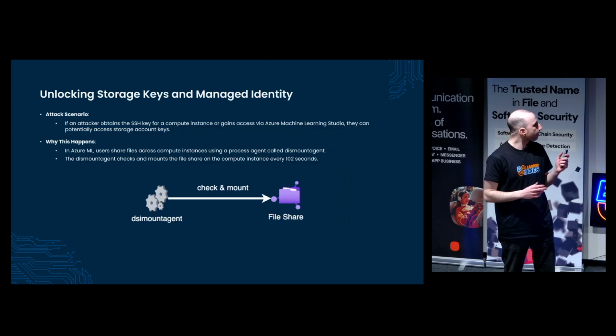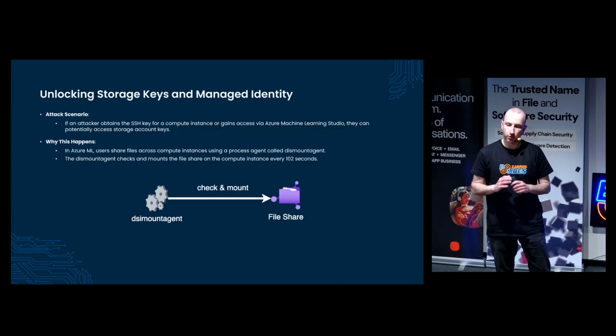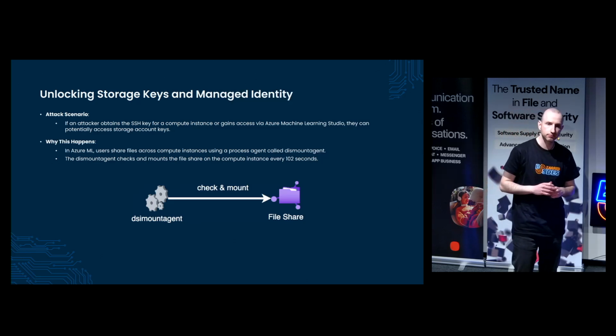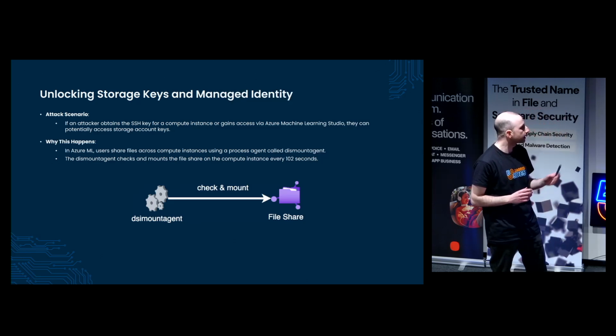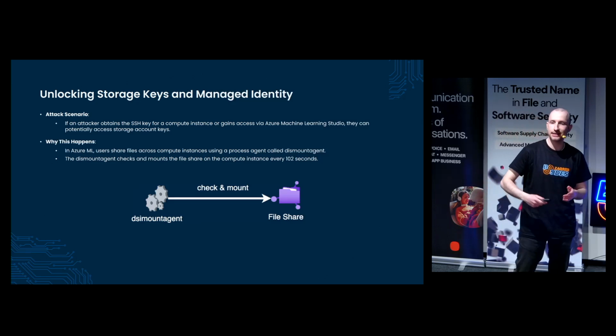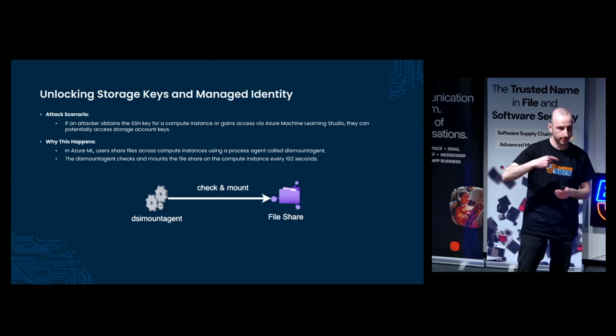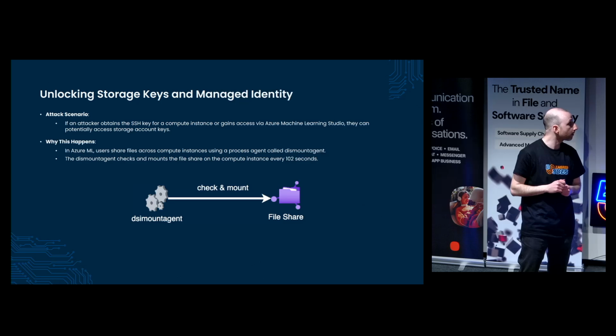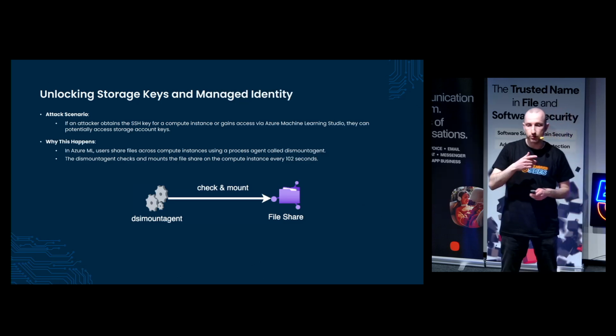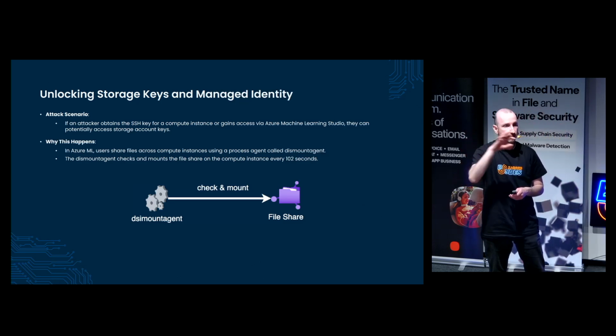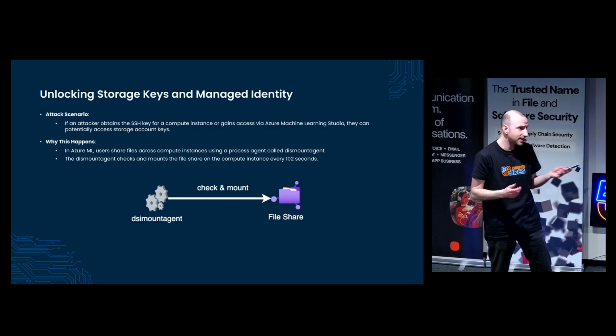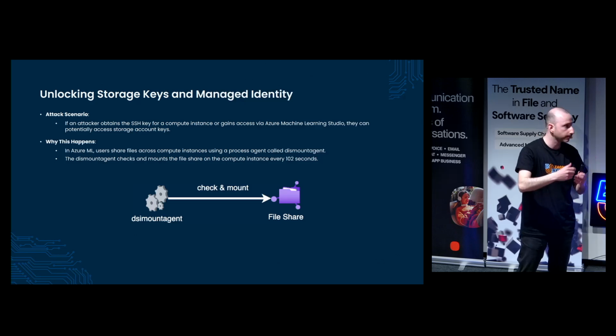And so this is a little bit more complex than what I showed you before, but if you follow me, we will understand. So there is a process in the compute instance that is called the dsmount agent, okay? And this is the agent that mounts the file share. So every 100 seconds it is going to check if the file share is mounted. If it's not, it's going to mount it in the compute instance, right? So basically, this is the process that takes care of check and mount.